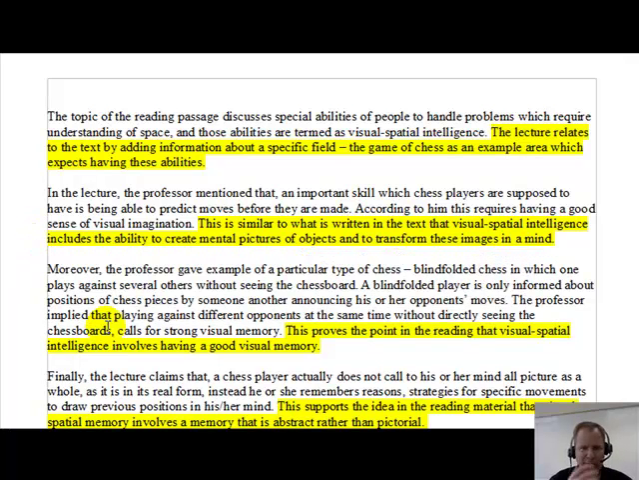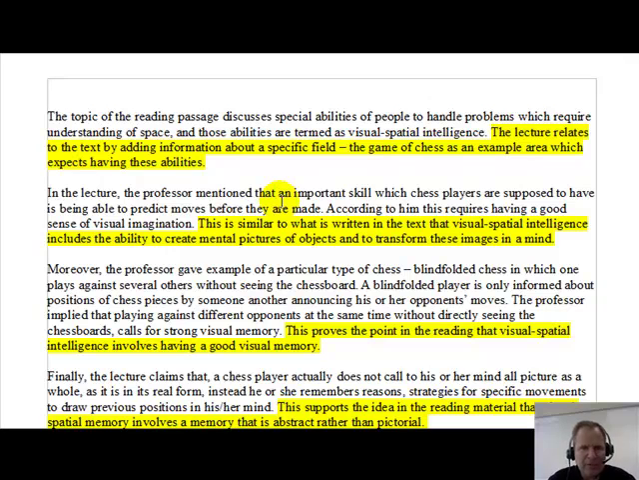Maybe we want a new paragraph here. Okay: "In the lecture, the professor mentioned that" I don't think you need a comma here, "he mentioned that an important skill which chess players are supposed to have is being able to predict moves before they are made. According to him," I put a comma here, "this requires having a good sense of visual imagination."